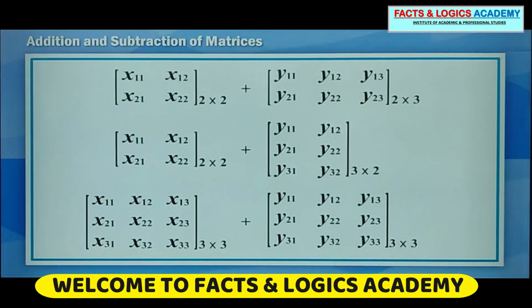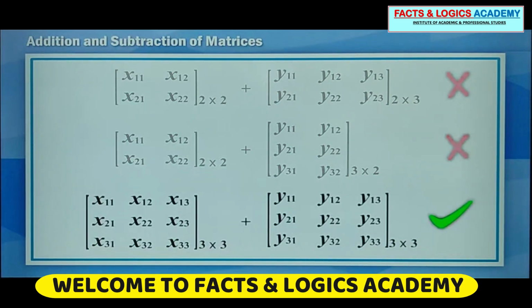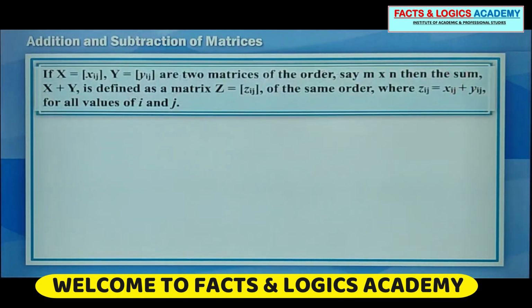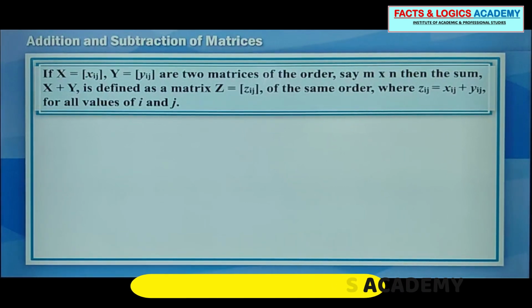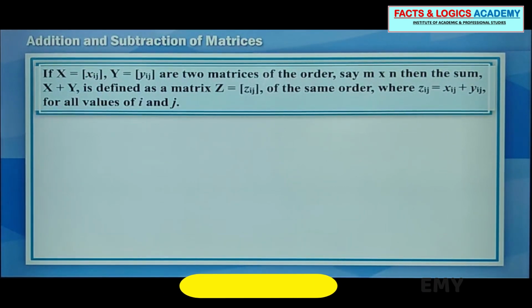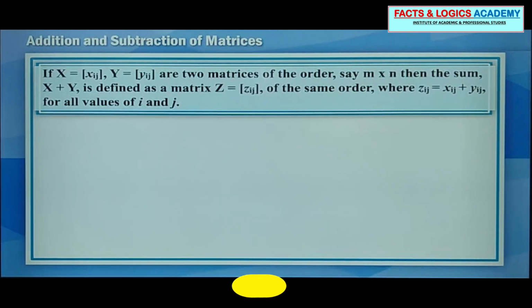It is important to note that matrix addition can be performed over matrices having the same order. If X and Y are two matrices of the same order, say M by N, then the sum X plus Y is defined as a matrix Z of the same order, where Zij is equal to Xij plus Yij for all values of i and j.